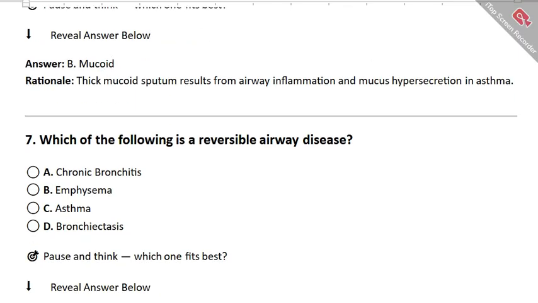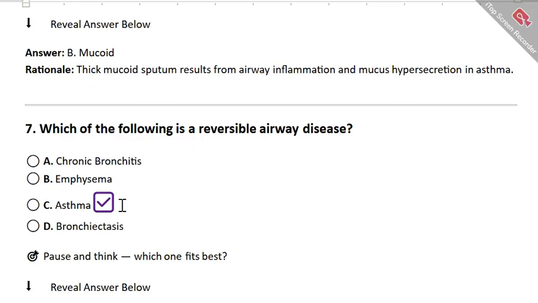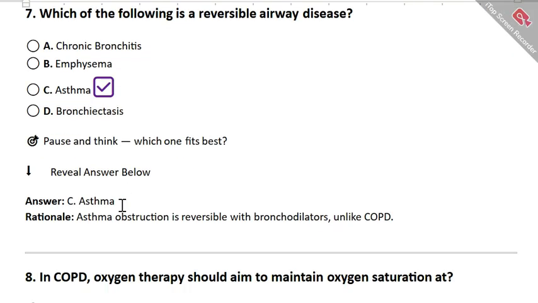Which of the following is a reversible airway disease? Read the options. In this scenario, the correct option is option C, asthma. Let's move to the next question.